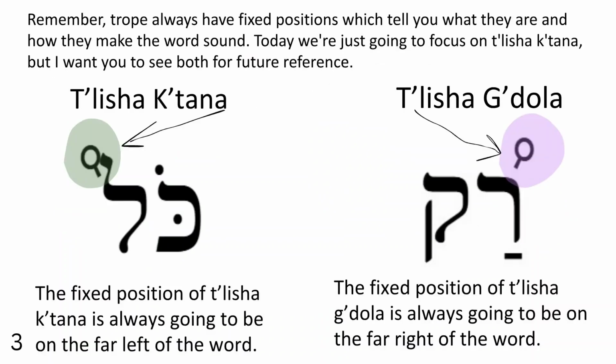Remember, trope always have fixed positions which tell you what they are and how they make the word sound. The fixed position of Talisha Kitana is always going to be on the far left. For Talisha Gadola, it's going to be on the right. But for today, we only have to worry about Talisha Kitana, which again, is always going to be on the far left in the fixed position. So for example, Talisha Kitana, ko.